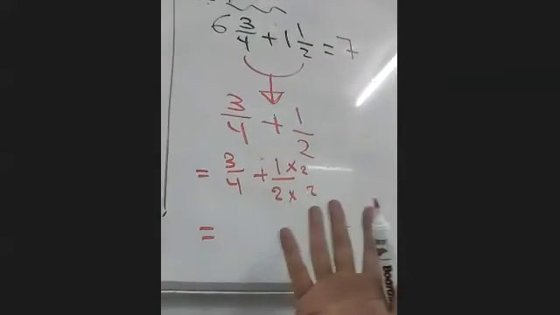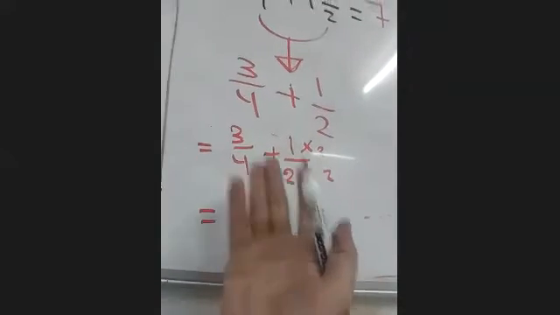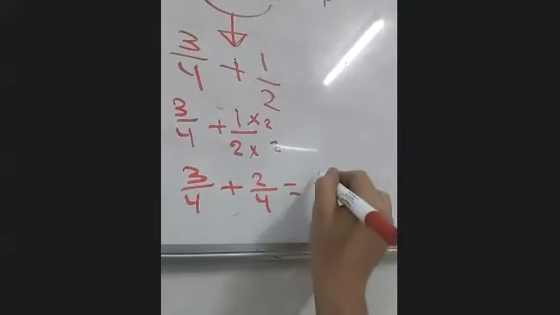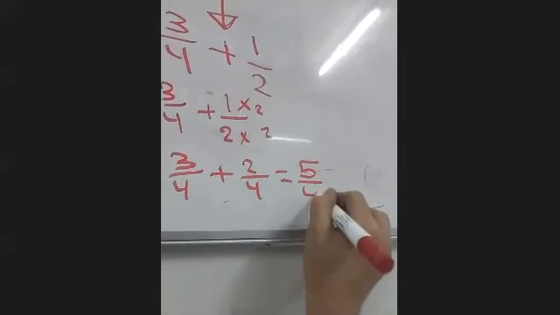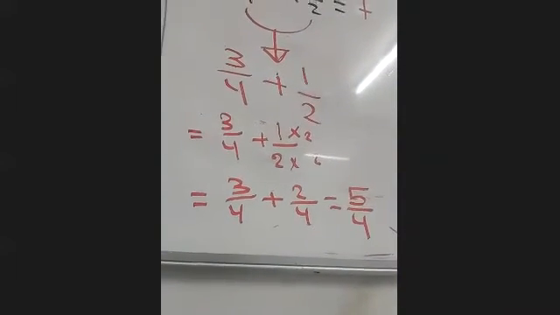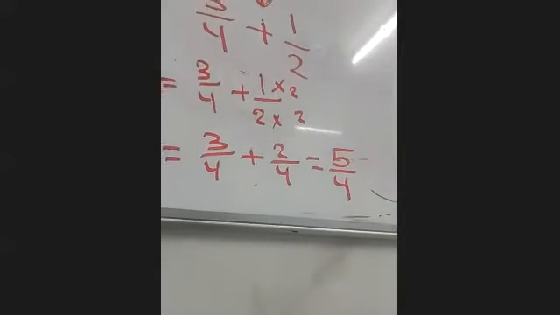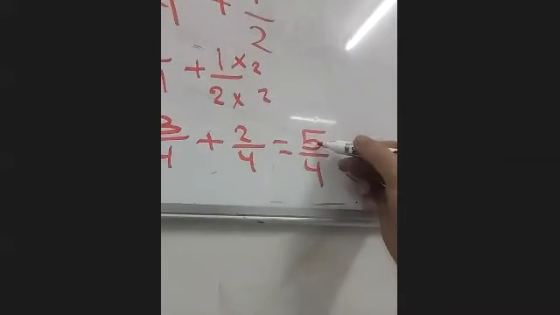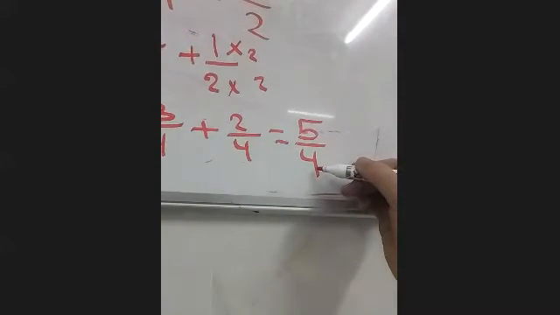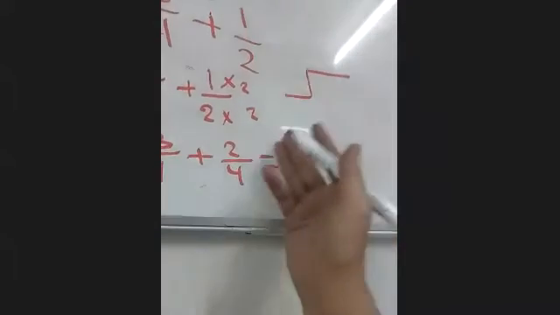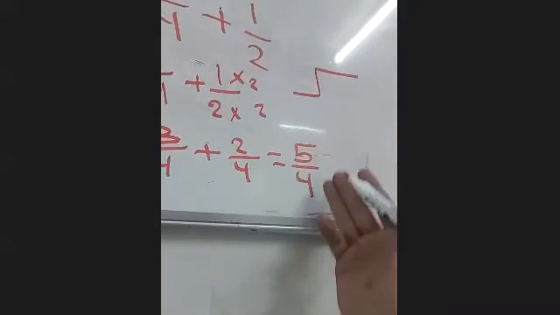We do the same steps. 3 over 4 plus 2 over 4. This is equal 5 over 4, right? 5 over 4, guys. And we said before, if you remember, if up is more than down, we make division. This is the simplest form, and if up is more than down, we make long division.